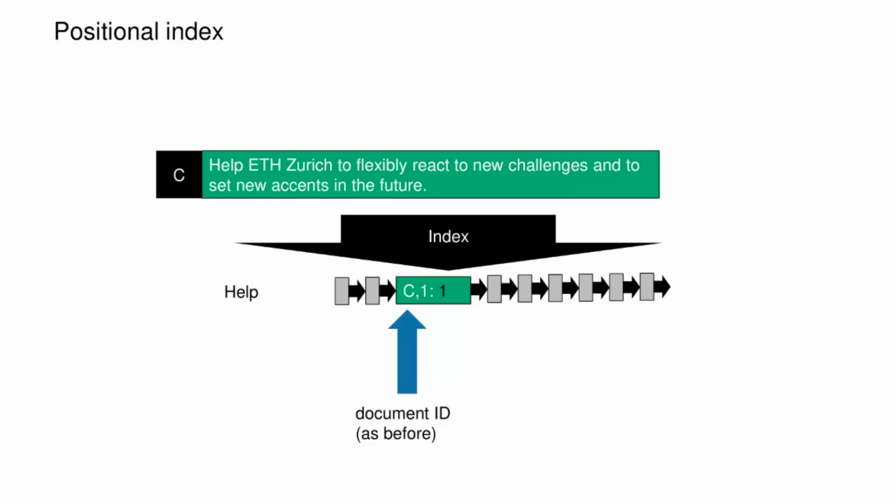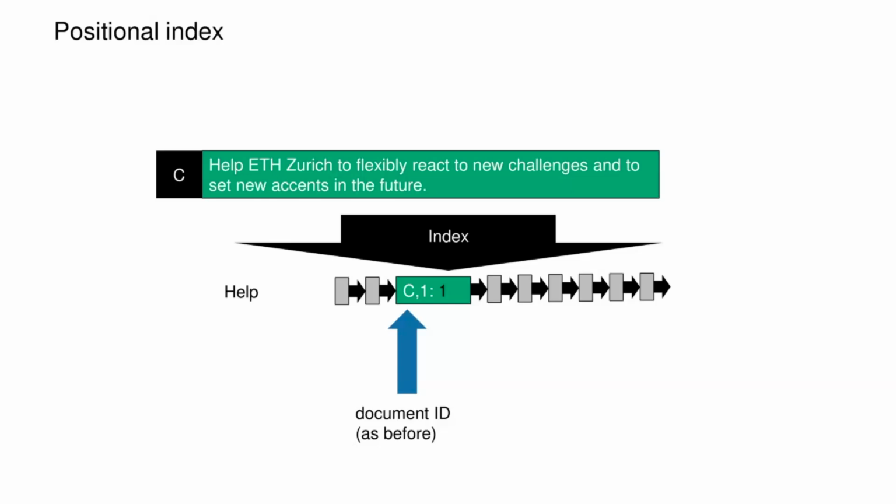We have terms on the left, single ones. And what we modify is the posting itself. We used to have just a document ID here. But now we are going to add more than that. We are also going to add the positions of the terms in the documents.